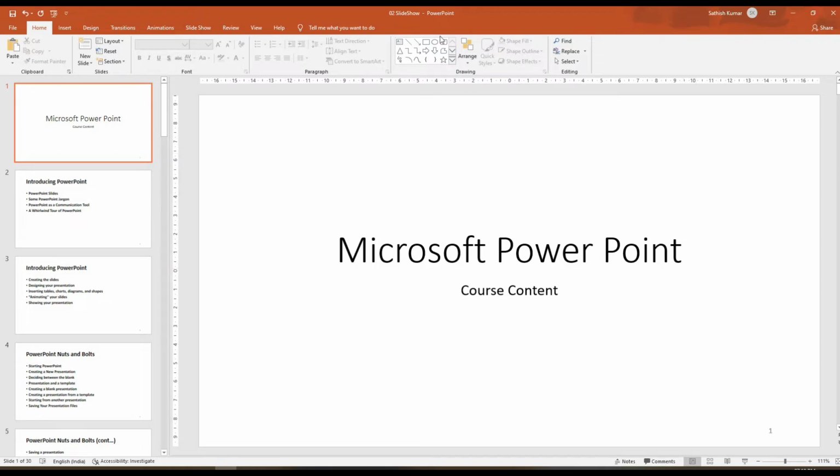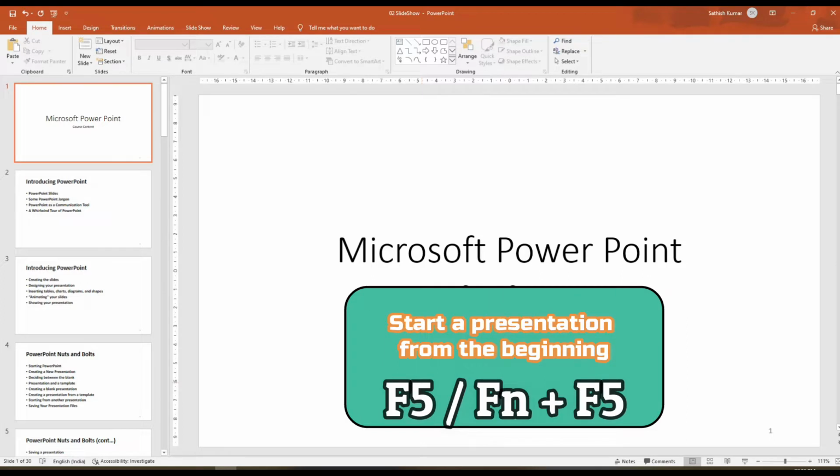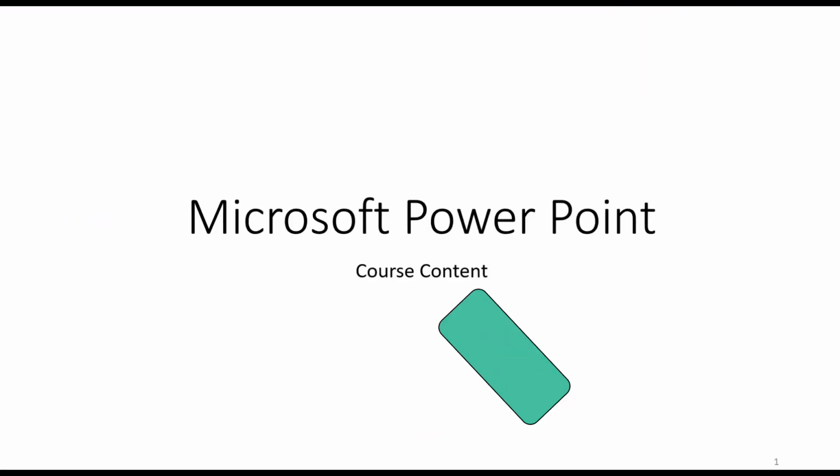Various methods. On the title bar, you can see the fourth button available, Start Slideshow. Or on the status bar also, you can see Start Slideshow is available. Yes, you can use the shortcut key, function key F5. So when I press F5, the slideshow will start. Now I want to go to the next slide.